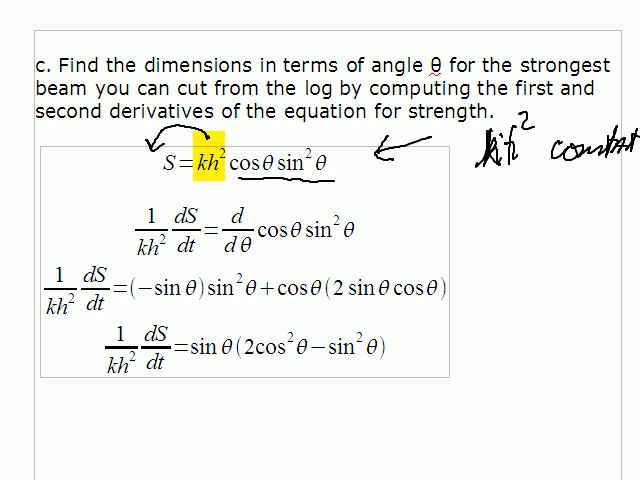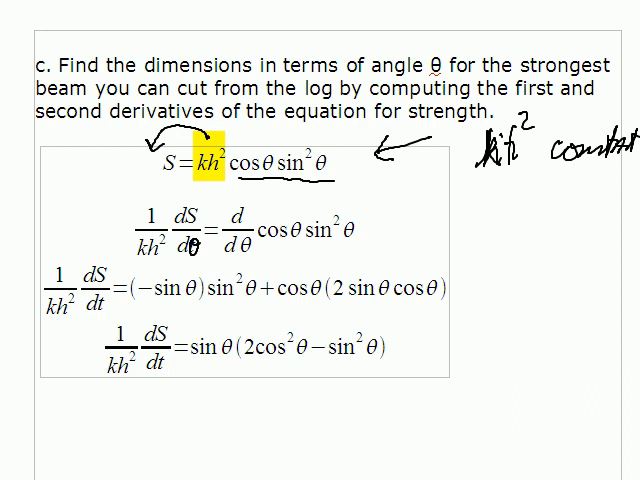You just divide both sides by k h squared, assuming they're not zero, which would kind of make your problem vacuous, and you just put them on the other side. They won't matter over there, and you can always bring them back if you want. So now I'm just taking the derivative with respect to theta of cosine theta sine squared theta, and I don't have to worry about those constants.